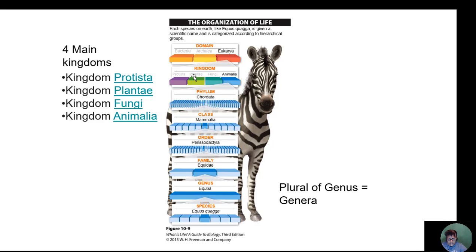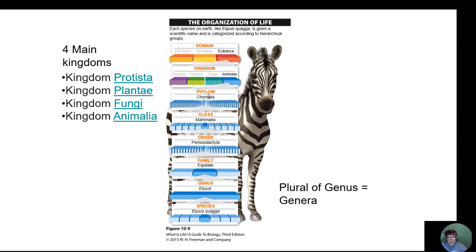And then from domain, we go down to kingdom. And there are 4 kingdoms. So we've got Animalia, we have fungi, we have plantae, and we have protista. And of course, we are part of Animalia. And what we're going to end up doing is classifying this zebra here. And so zebra, of course, is part of Eukarya. Zebra is part of Animalia. You're going to understand later what exactly puts an organism in that classification.